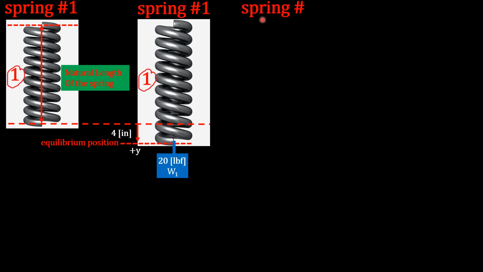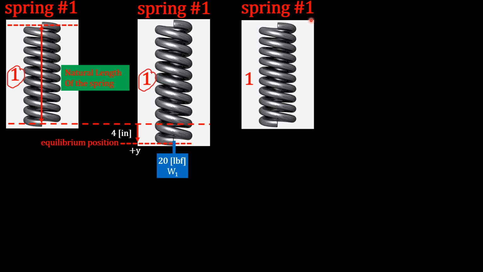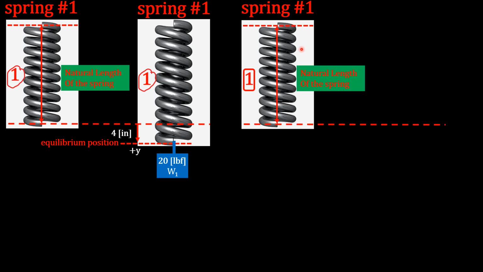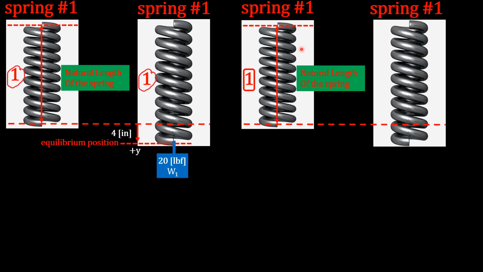Now the same spring number 1 that we have, where it has its natural length, got stretched due to a different weight of 10-pound force, W sub 2. And due to that, it got stretched a certain amount, and reached the equilibrium position.